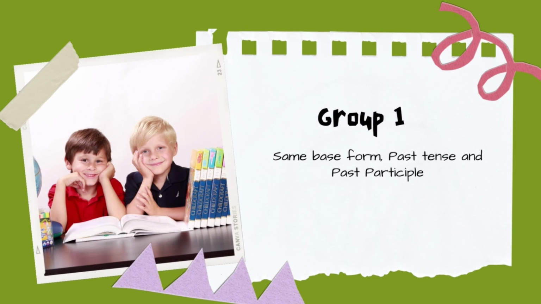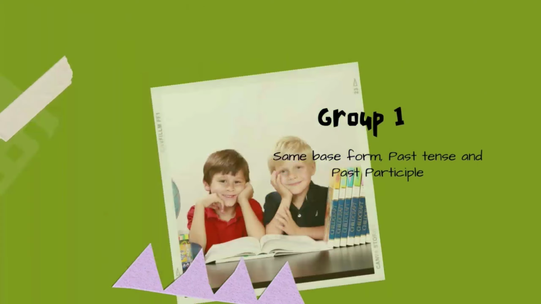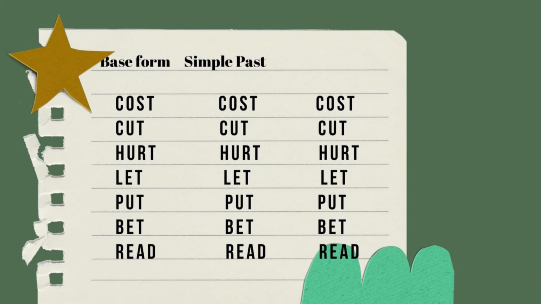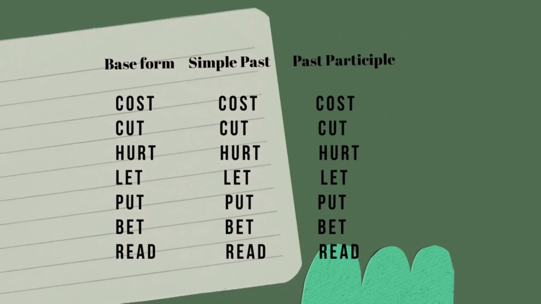So the first group of irregular verbs. In this category, all the verb forms remain the same, be it in the past tense or past participle. Now see some examples of these verbs on the screen and try to learn them. Cost, cut, hurt, let, read. Now, these are the verbs. They remain same throughout.